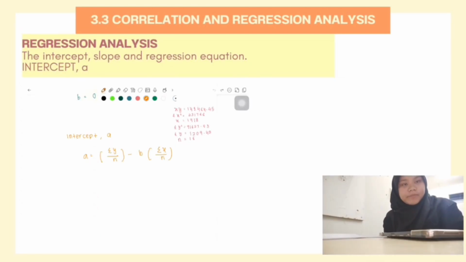Next, intercept A. As I said, we need to find the slope first, then the intercept. Let's see the formula.